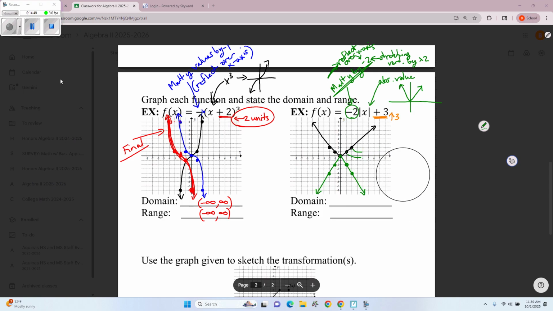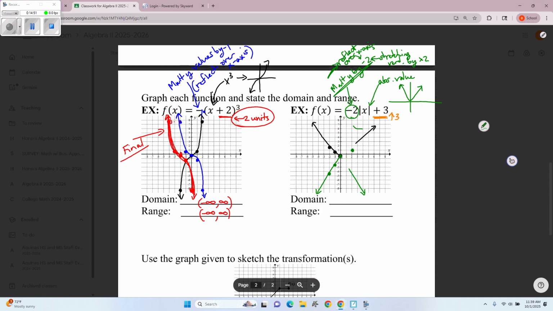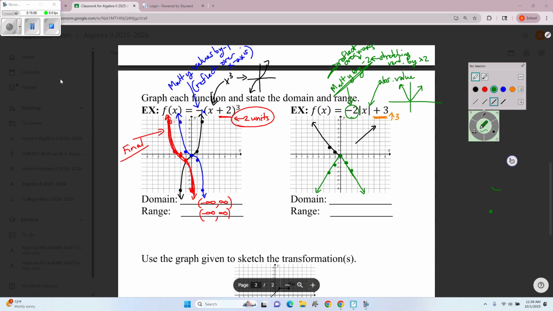We now want to take all 5 of these points in green, and we want to move them up. I kind of lost part of my graph here, I'm sorry. And we want to move them up 3 points.